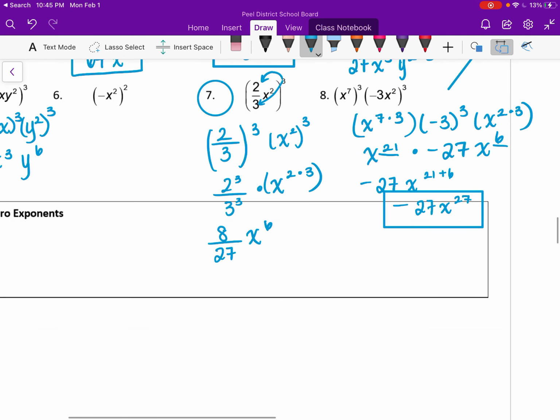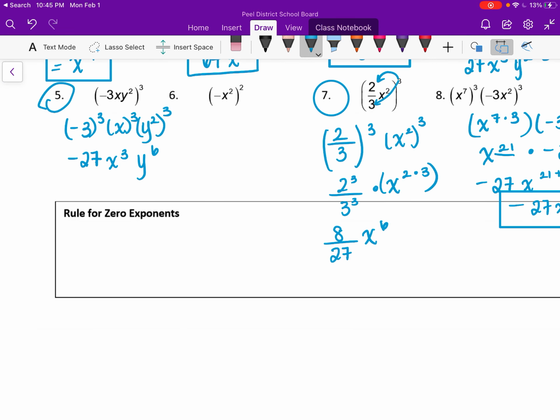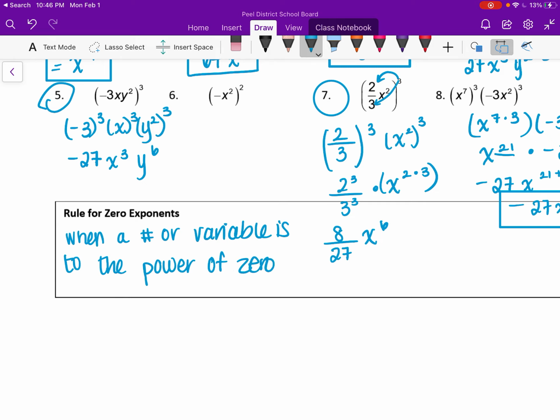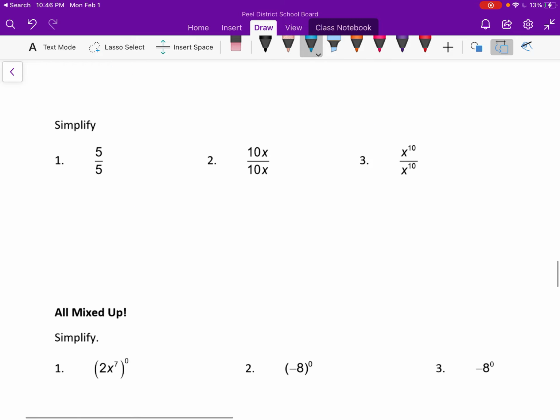Okay. A zero exponent basically just means that when a number or variable is to the power of 0, it equals 1, right? So simply stated, 5 divided by 5. The reason that works is because if you have 5 to the power of 1 divided by 5 to the power of 1, you're basically just going to do 5, 1 minus 1, 5 to the power of 0. These two will still cancel each other out. You'll be left with 1.